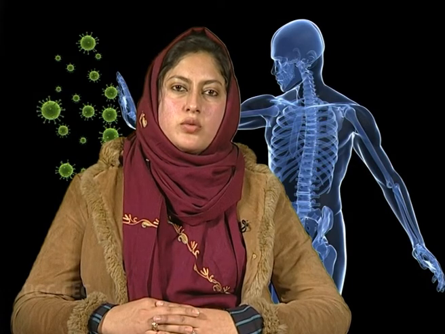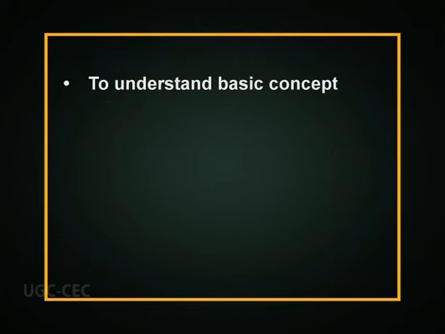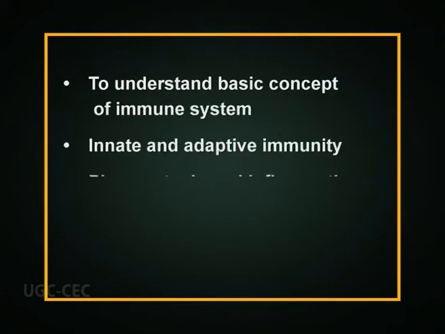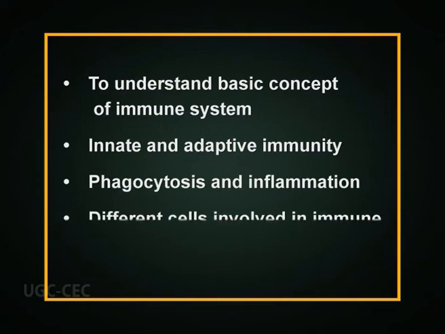Friends, today I am going to discuss the topic general mechanism of immune system. The main objectives of this lecture are to understand the basic concept of immune system, innate and adaptive immunity, phagocytosis and inflammation, and different cells involved in the immune system.